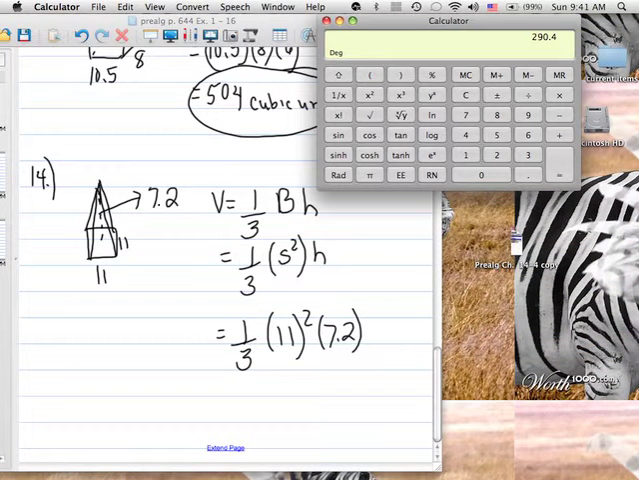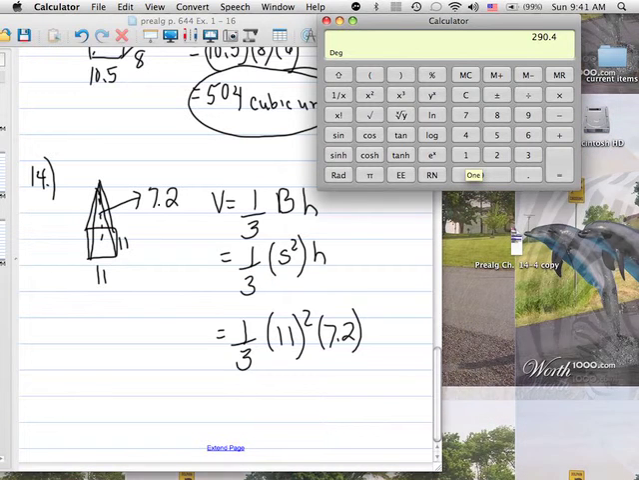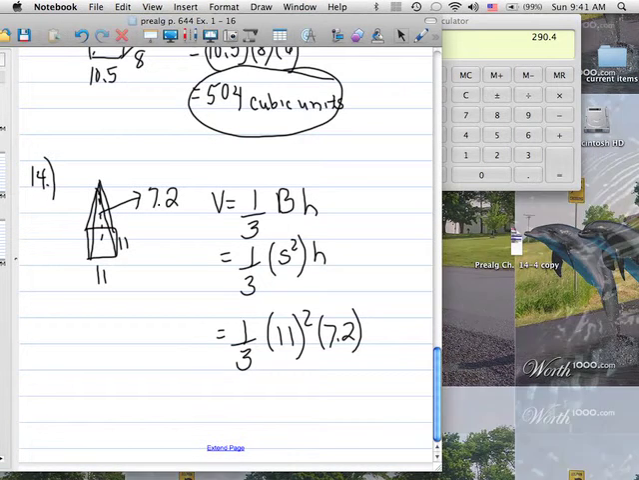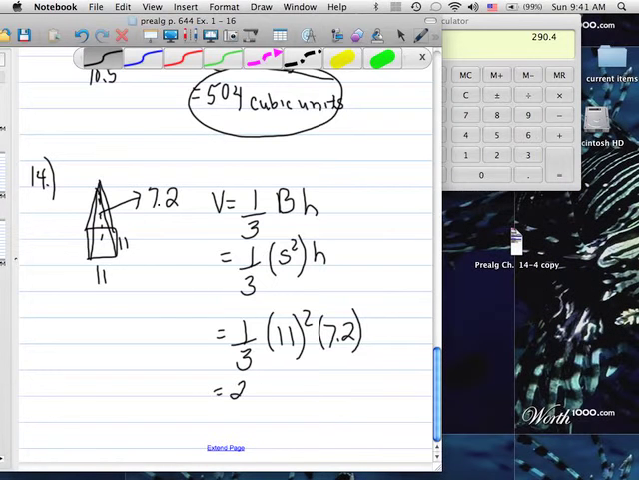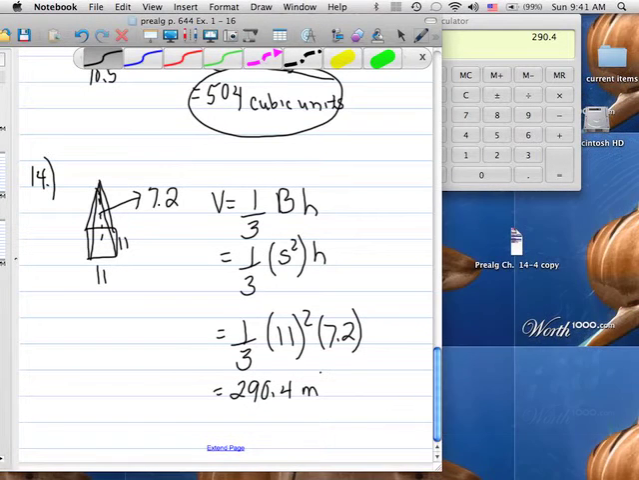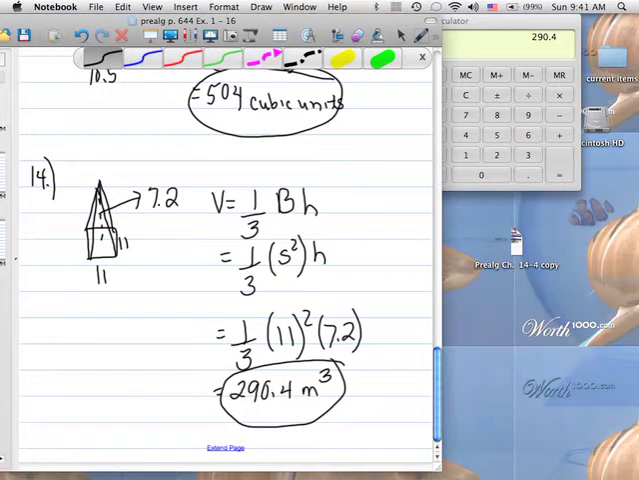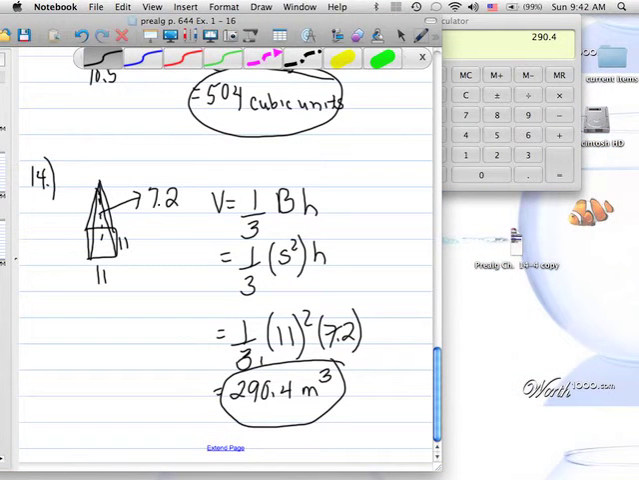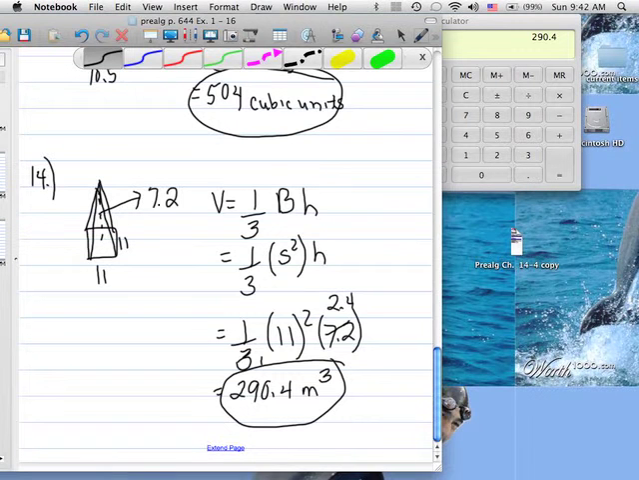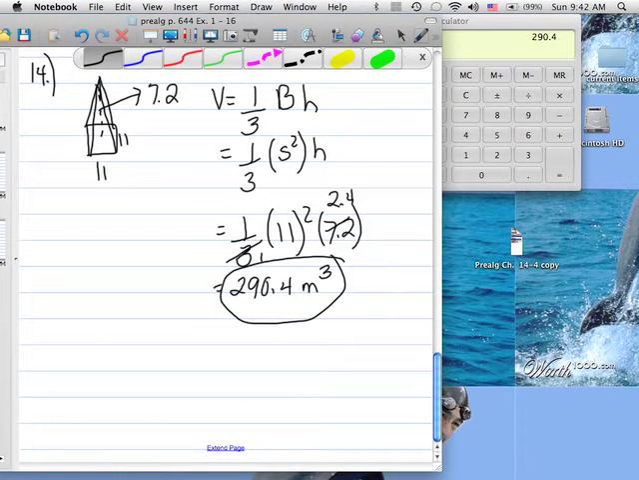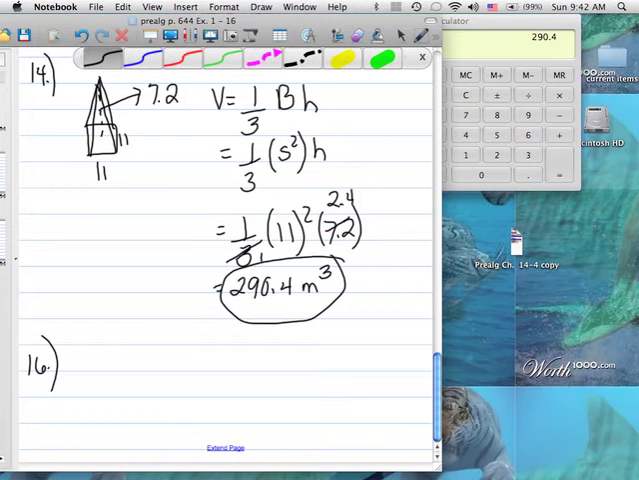And the answer is 290.4 meters squared. Excuse me, cubed. Now the 3 would have gone in there. 2.4, you could have done that too. It doesn't matter. Okay, the last one, 16.